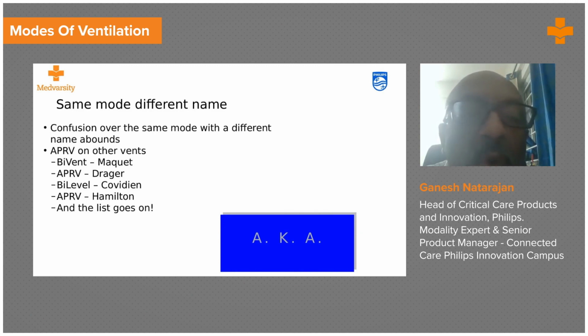Now, we had talked very briefly earlier, we had also heard in the poll that some of the companies call the same mode as different. Now, if I look at all the terminologies of the APRV, it is called bivent in Maquet, it is called APRV in Draeger, it is called bilevel in Covidien, it is called APRV in Hamilton. So every ventilator company would have the same mode in a different nomenclature.